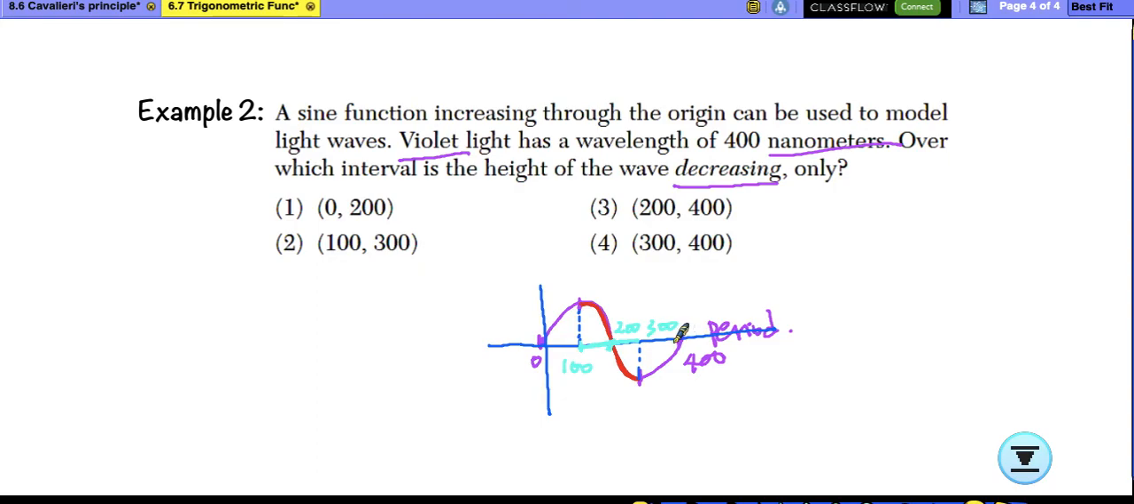And now we know at 100 here we reach the highest, and at 300 we reach the bottom. So that's why from 100 to 300 it is decreasing, right? So that's our answer. Okay, so that's it. That's how I do it, that's 2 examples.